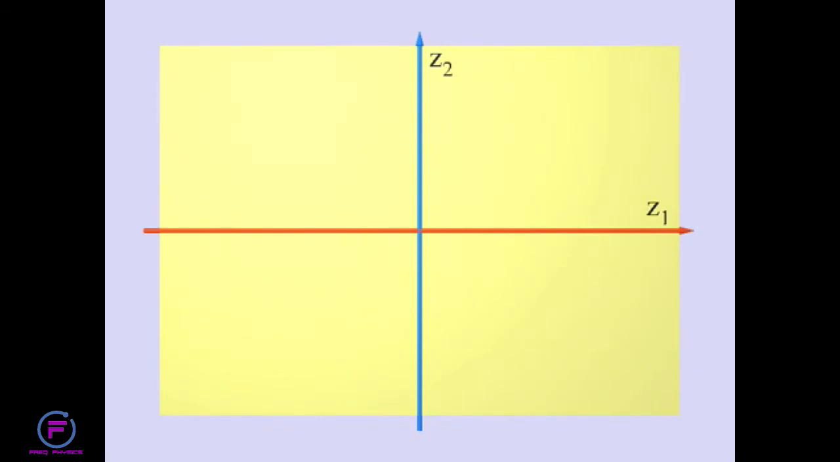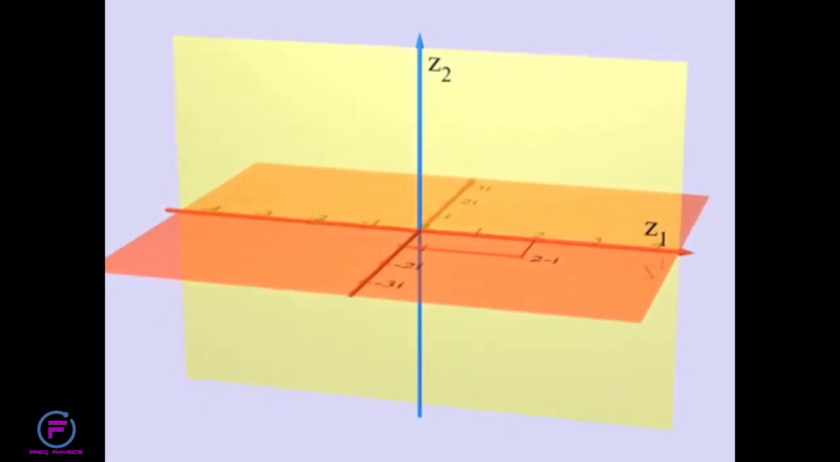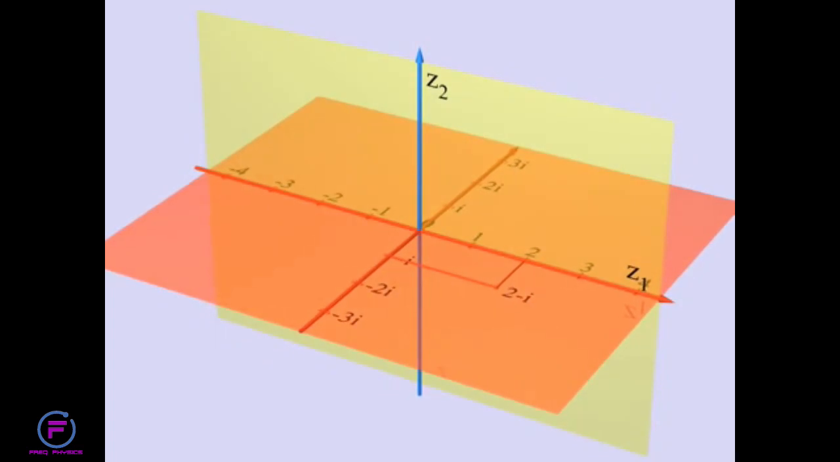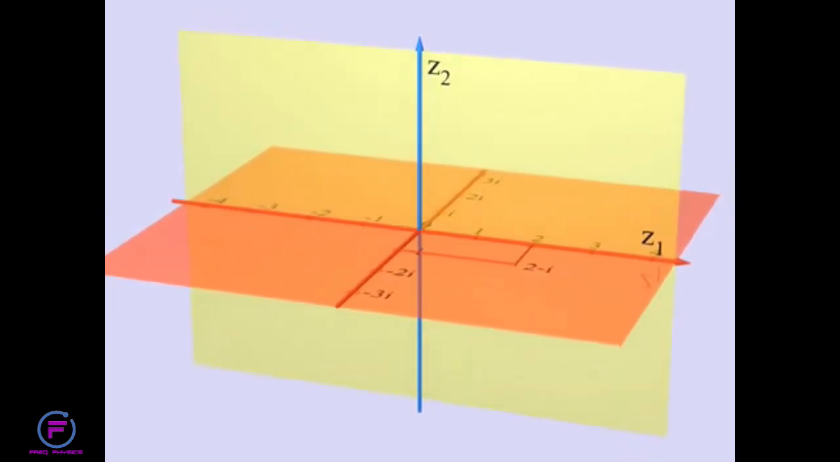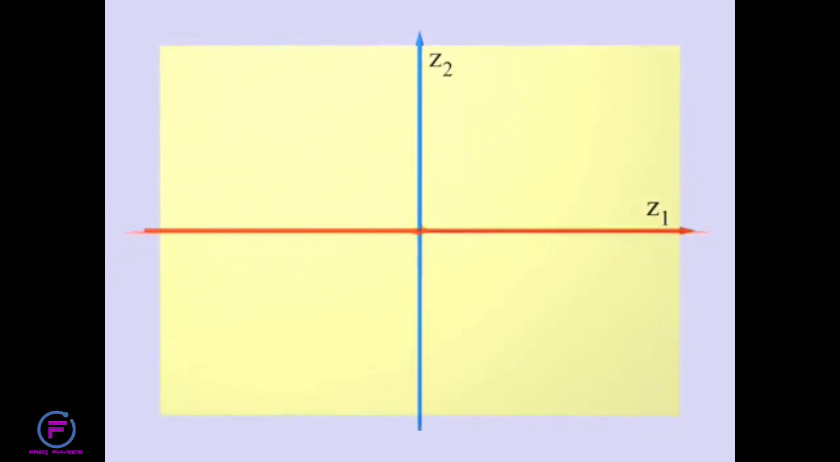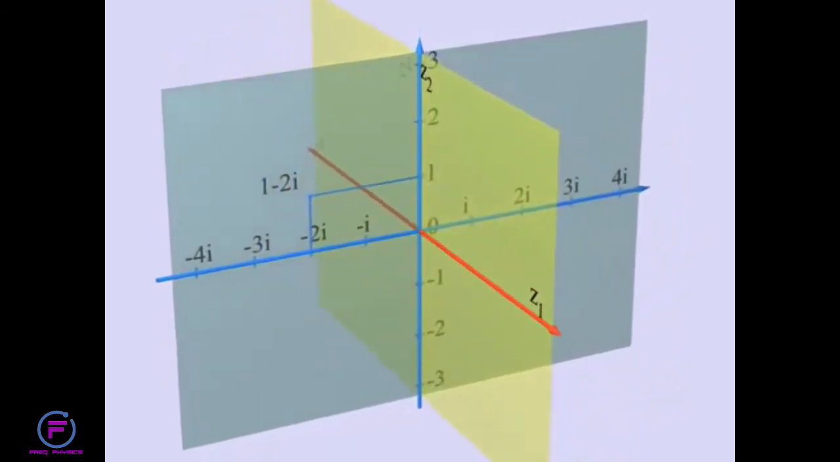Each point in this plane is determined by two coordinates, but each of these two coordinates is a complex number, which, remember, is itself defined by two real numbers. Each of the axes is a complex line, so that each point on these axes has one coordinate, which is a complex number. For instance, here you see the point 2 minus i on the first axis. The same is true for the other axis, the y-axis. Here, we can see the point 1 minus 2i on this axis.